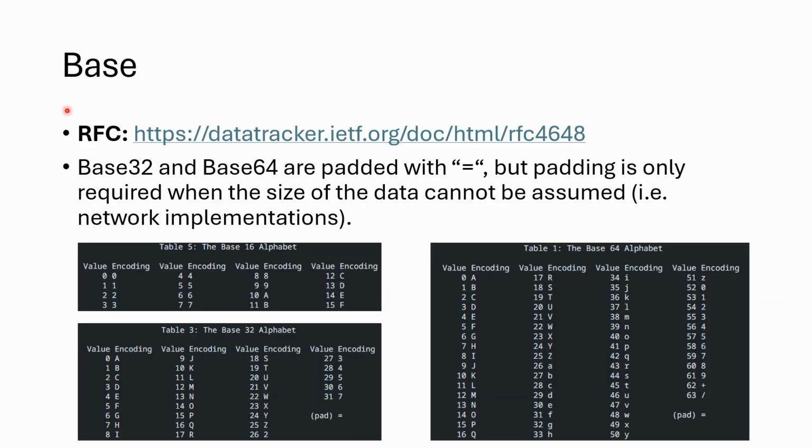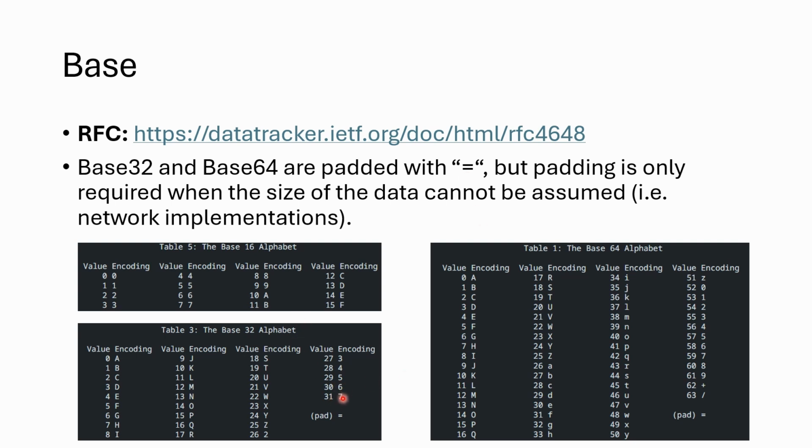When you hear base, they're usually talking about base 32 or base 64, and those are padded with an equal sign to fill out the rest of the byte in those number systems. Padding is only required when the size of the data cannot be assumed, mostly in network implementations. So even if they should be padded, they don't always put it there.